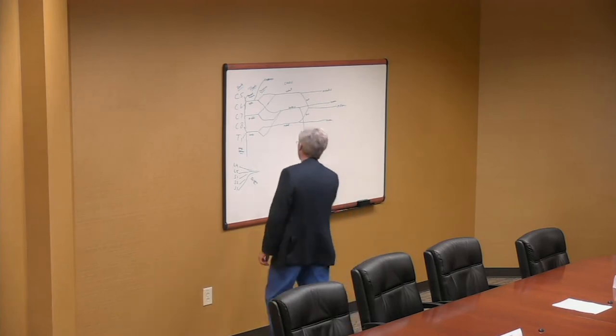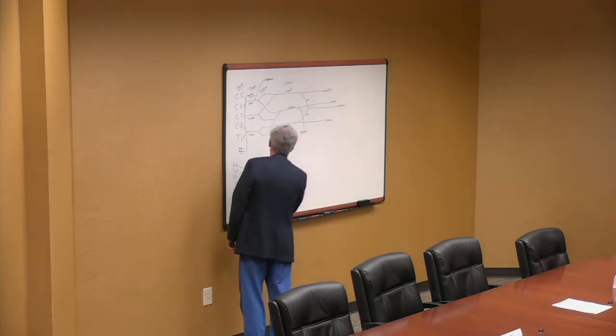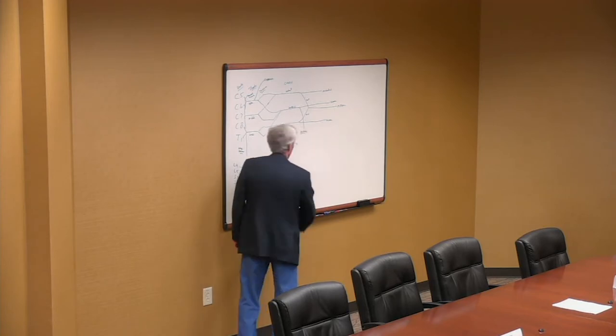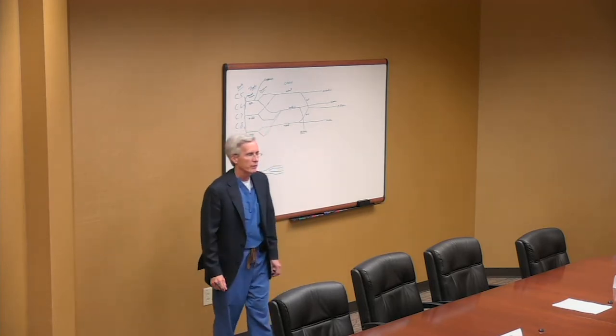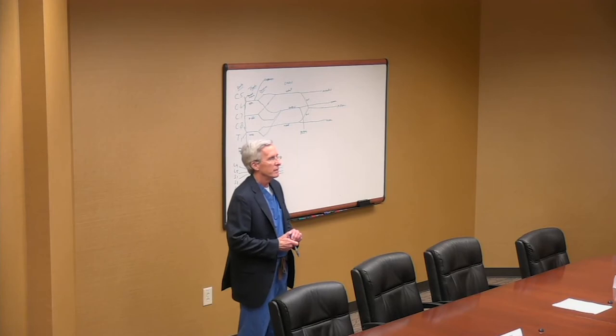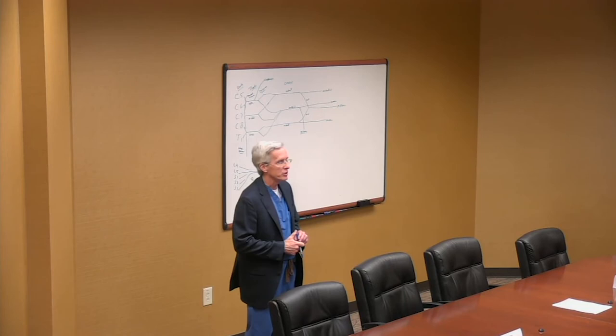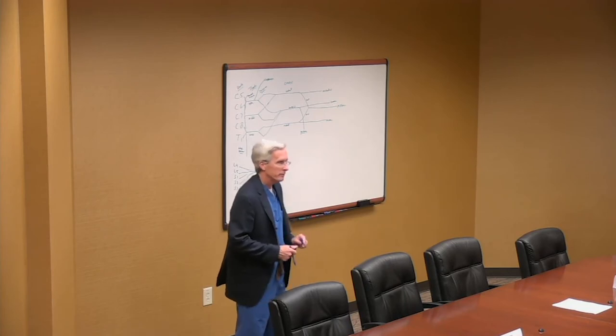Here's the sciatic, and you're still up in the thigh, and it divides into two branches. What are those two branches? Most of the time they're pretty much together, but what are the two divisions of the sciatic nerve? Tibial and popliteal? No. Tibial, posterior tibial, and? Common peroneal. Got it.